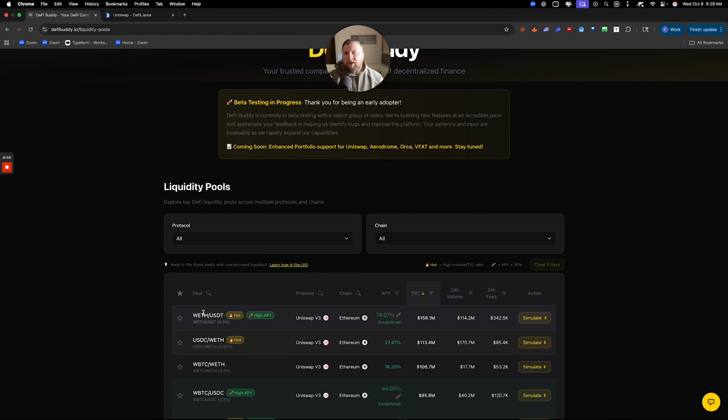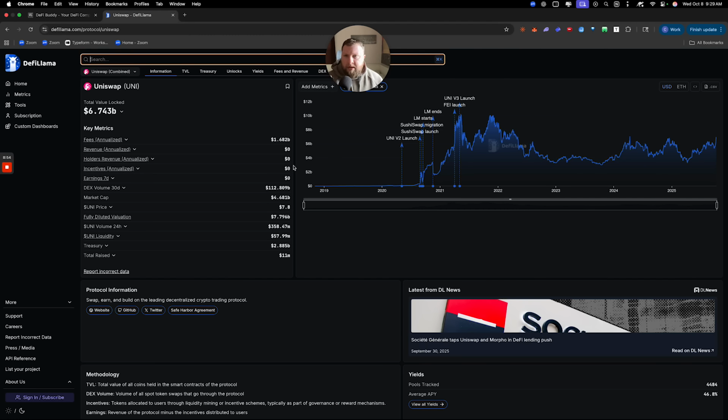The next thing I want to figure out is what DEX, what decentralized exchange, do I want to select? For me, I'm looking at Uniswap. Uniswap is the biggest decentralized exchange out there. It's been around since 2018, which is like the genesis of DeFi, so it sort of founded this whole thing. And Uniswap has, as of right now, $6.743 billion of TVL. That is a ton of capital in this platform.